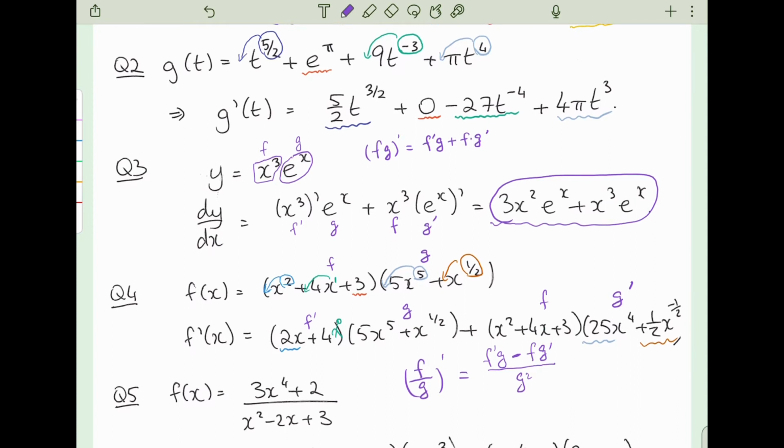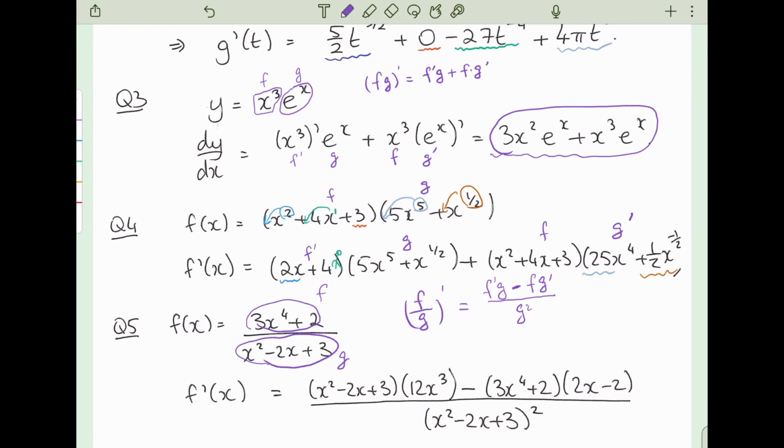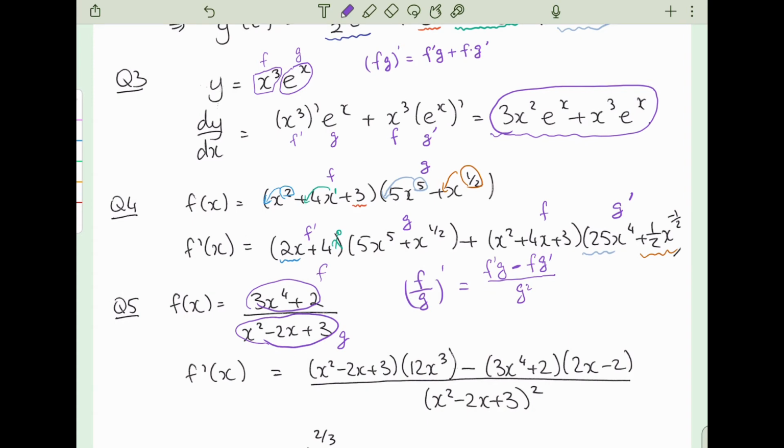Okay, so we're going to make use of this formula. We have our f function, that is this one here. We have our g function, that is this one, right? And we know from the formula that the derivative should have the g squared in the bottom, which is here, g squared. And this guy here should be f prime times g minus f times g prime.